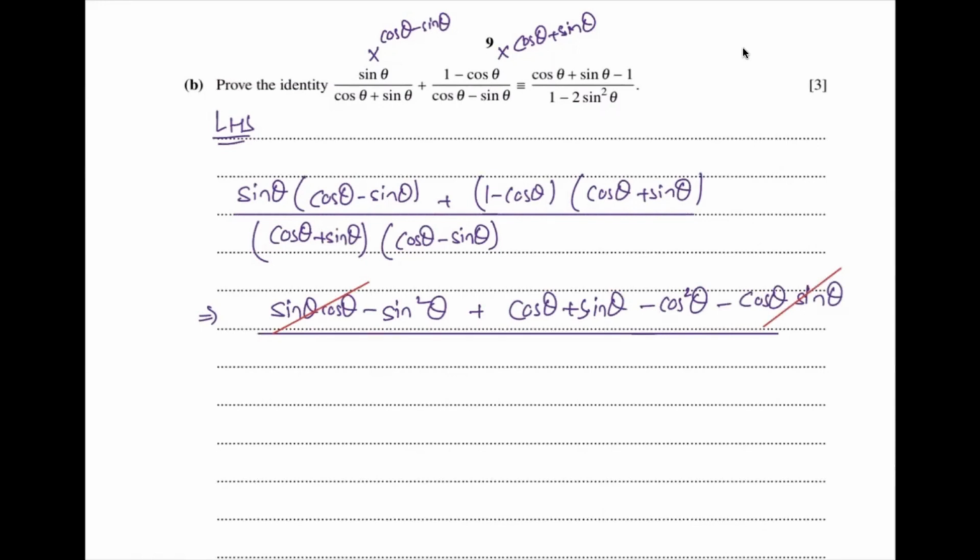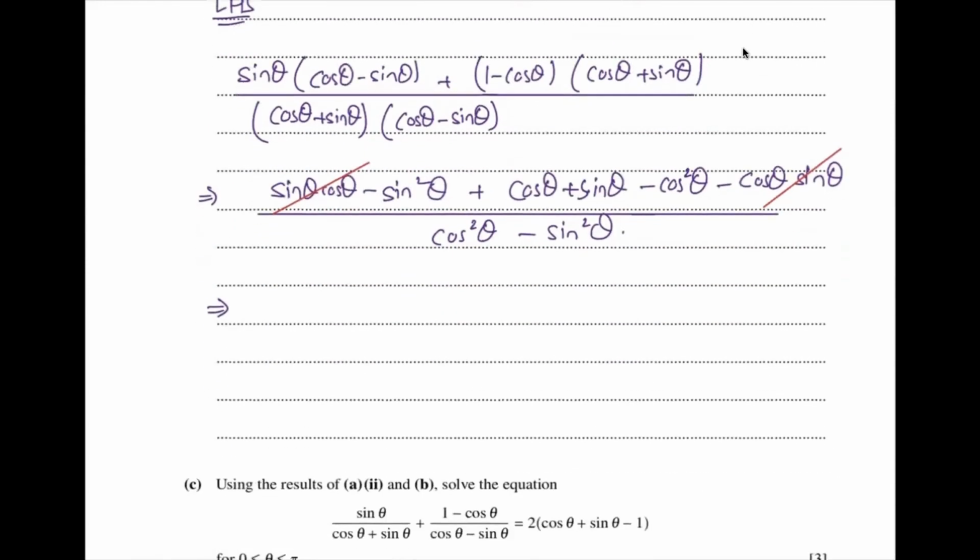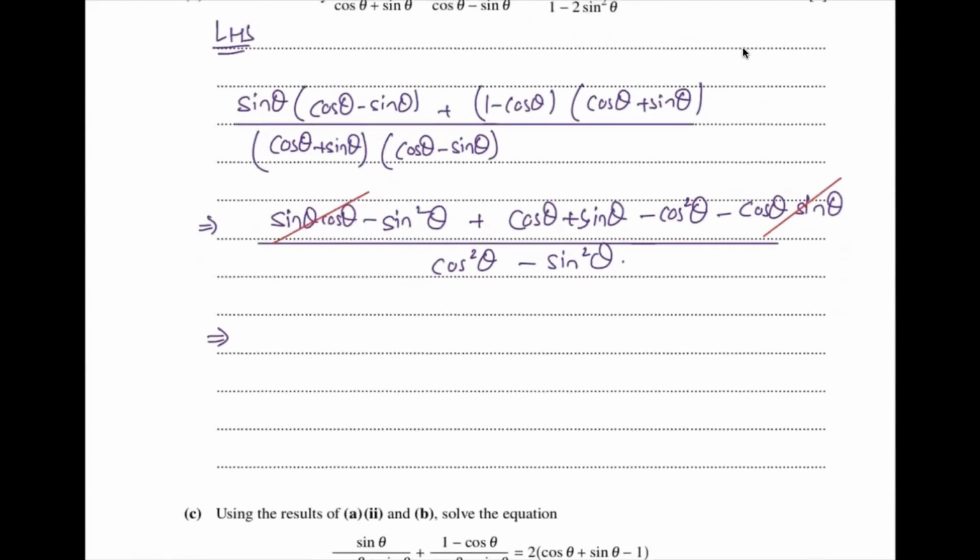The denominator is in the form of a plus b times a minus b, which is same as a square minus b square. So if we factorize this, we can write cos square theta minus sine square theta. Now let's simplify the numerator once more. We have minus sine square theta minus cos square theta plus cos theta plus sine theta divided by cos square theta minus sine square theta.